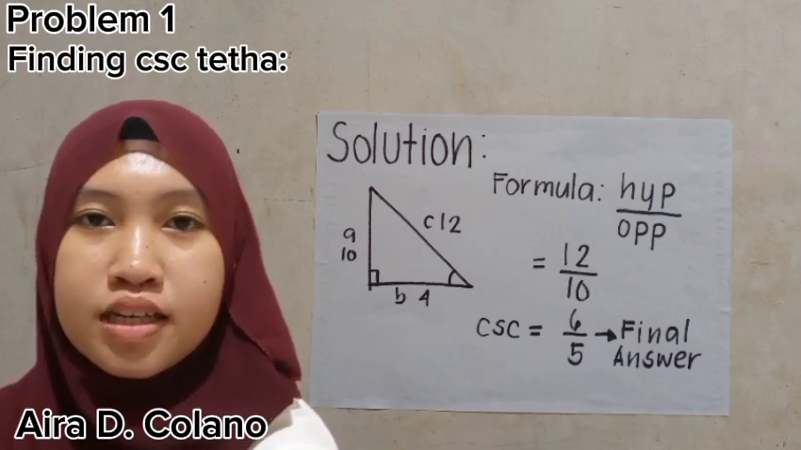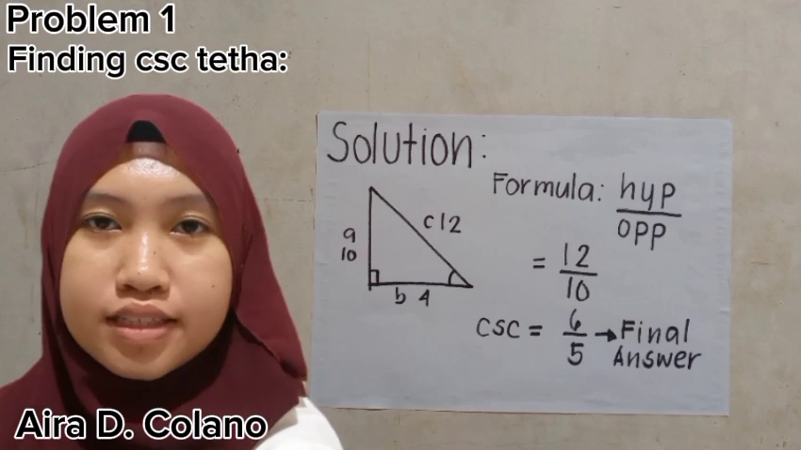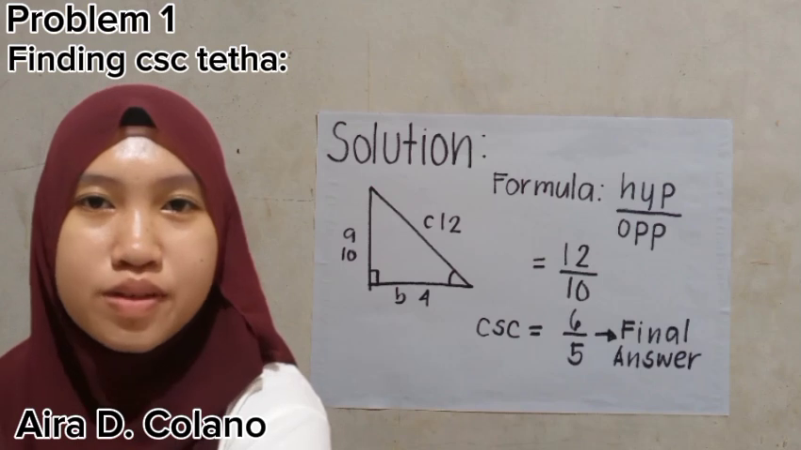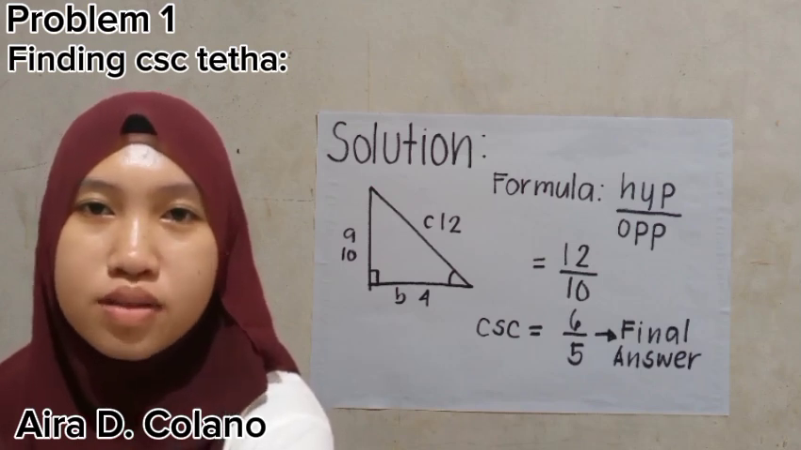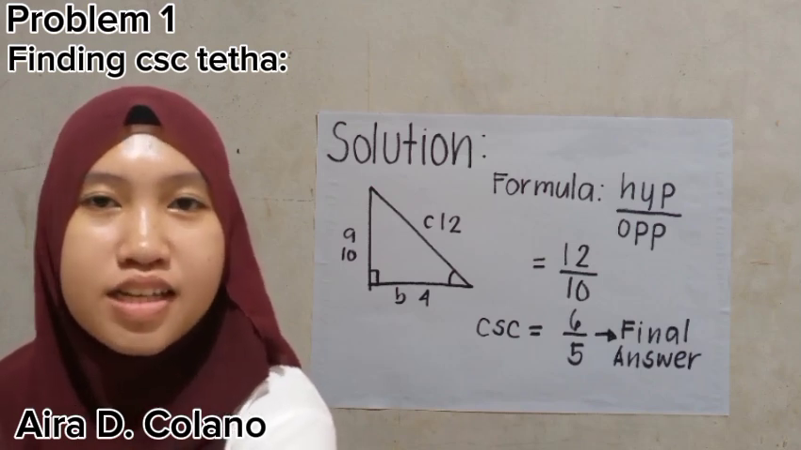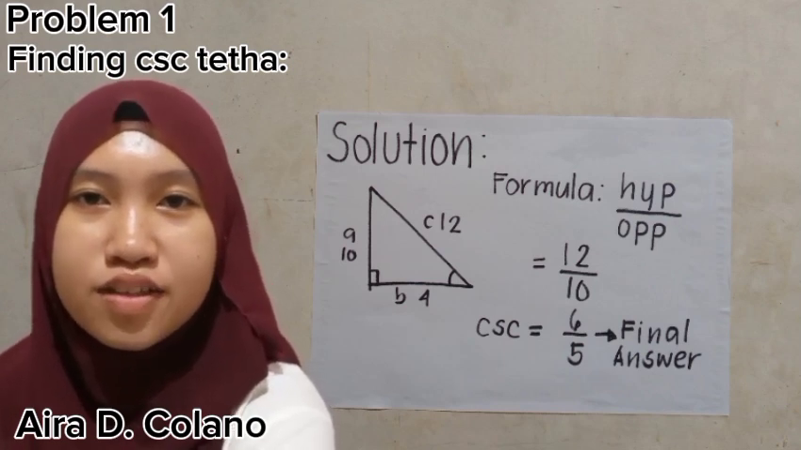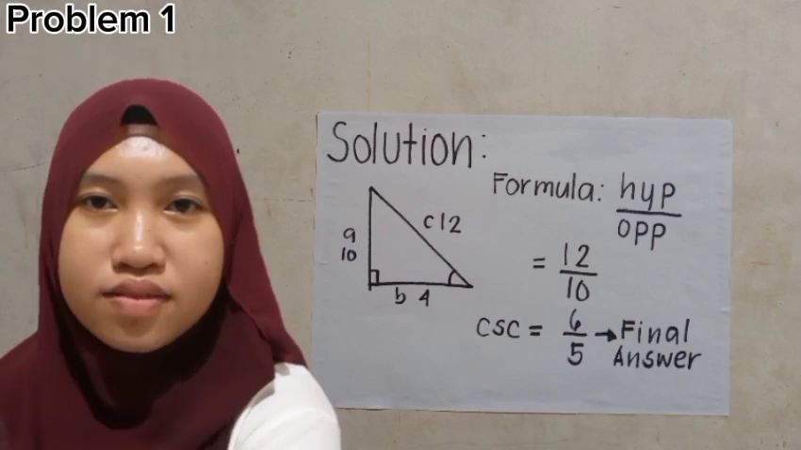So basically, it is 12 all over 10. In this case, we can still reduce it into lowest terms. Divide both sides by 2 and the answer will be 6 all over 5. And that is your cosecant of this right triangle.